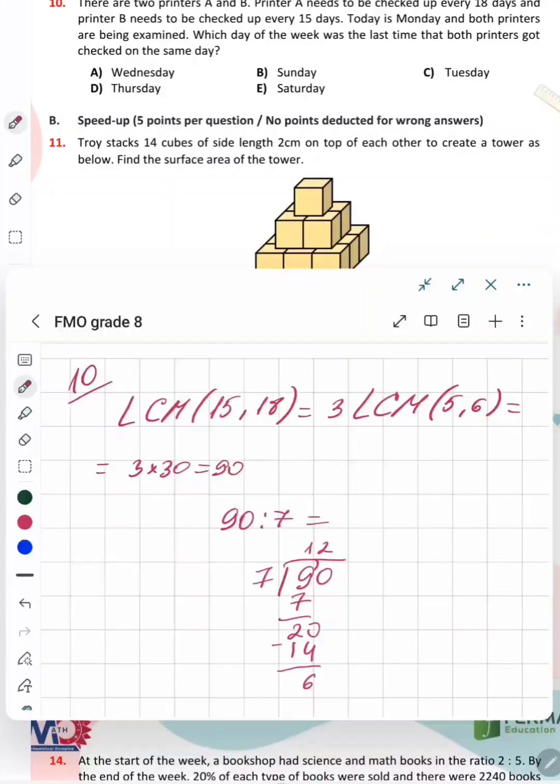So we have to count back from Monday. If Monday is the first day of the week, going back 6 days, we can count this way. Going back 7 days will coincide with Monday. So going back 6 days will coincide with Tuesday. So our answer will be Tuesday.